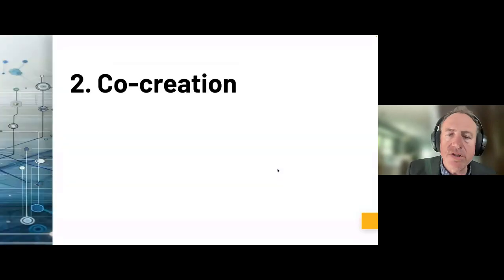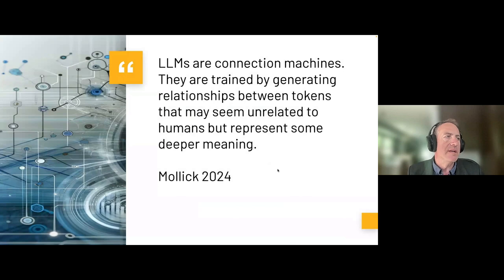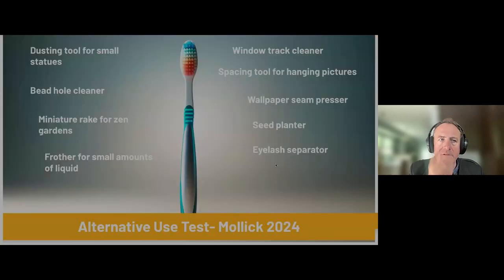Secondly is co-creation. And generative AI is starting to really challenge some of our notions of creativity. This is from Mollick, who I'm leaning on a lot for this workshop. Large language models are connection machines. They're trained by generating relationships between tokens that may seem unrelated to humans, but represent some deeper meaning. So I'm sure many of you are starting to use this for creative purposes. Many of our students are, but these are turning into really powerful tools for creativity.